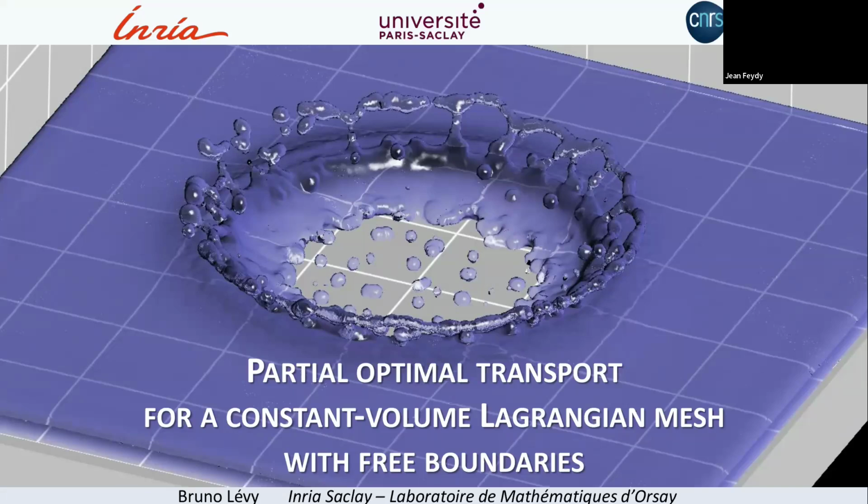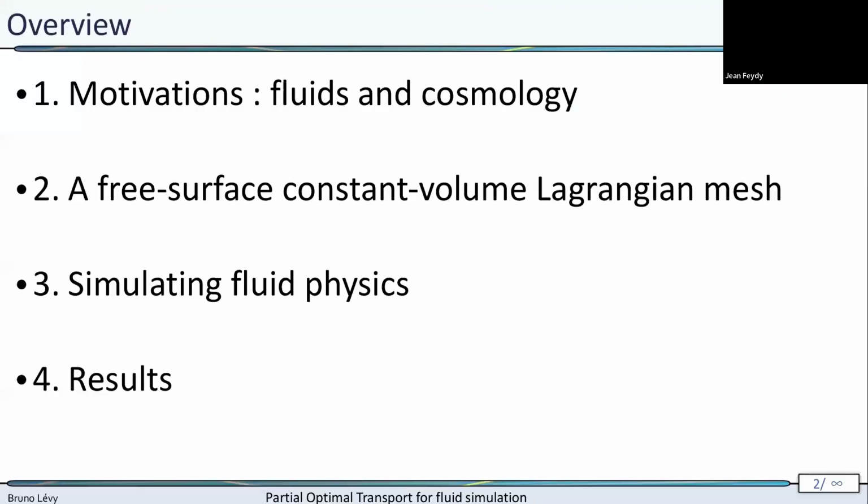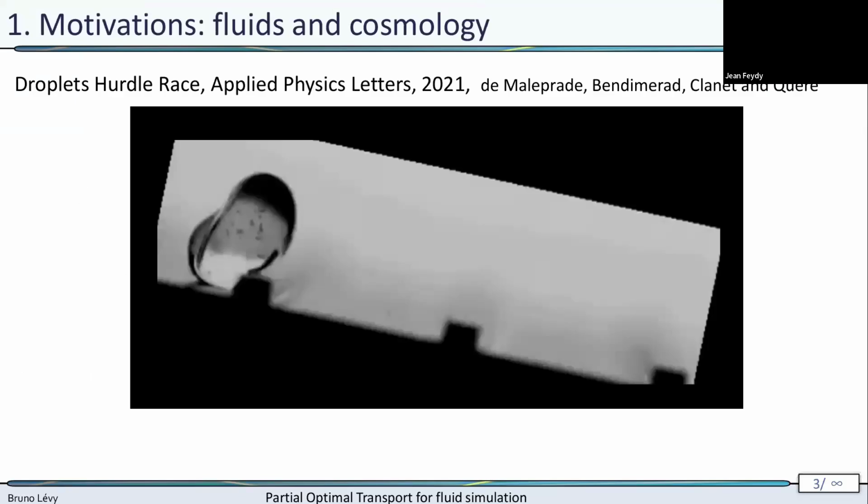these topics, and we have been thinking for a while about how we could use optimal transport to simulate different physics. So here is the outline of my presentation. First, the motivation. There is an experiment that was done by Hélène Demas-Leprade and co-workers about droplet hurdle race. Basically, you create a tiny slope of some material. You create obstacles here, and you create tiny drops of water and observe how they move along the obstacle. And it does something very, very funny.